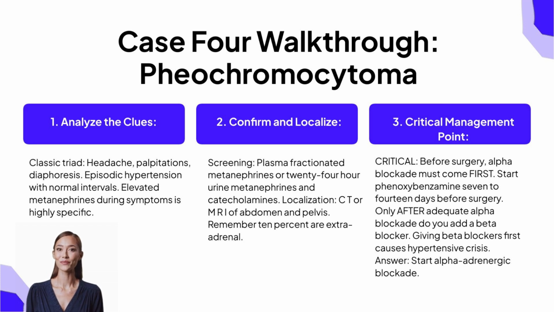Why? During tumor manipulation, massive amounts of catecholamines can be released. Without alpha blockade, this causes life-threatening hypertensive crisis. The alpha blockade prevents this catastrophic blood pressure surge.